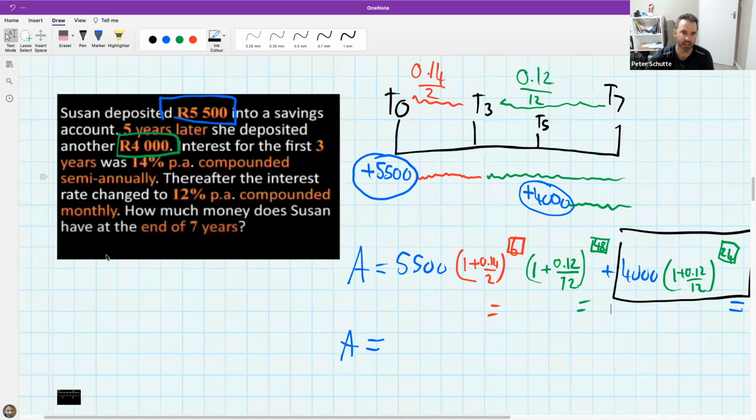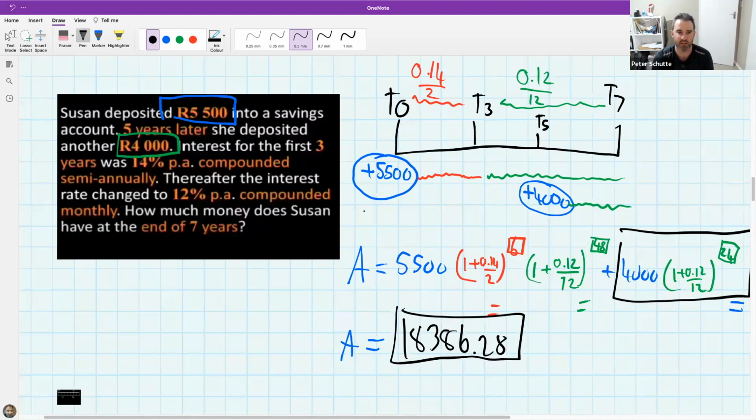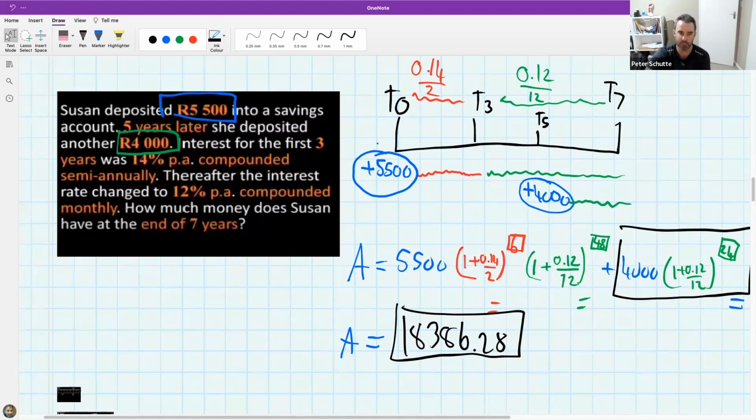So we are ending up with 18,386.28. And so from the end, if you think about it, they put 4,000 in over here, it's grown quite a lot over the time period.